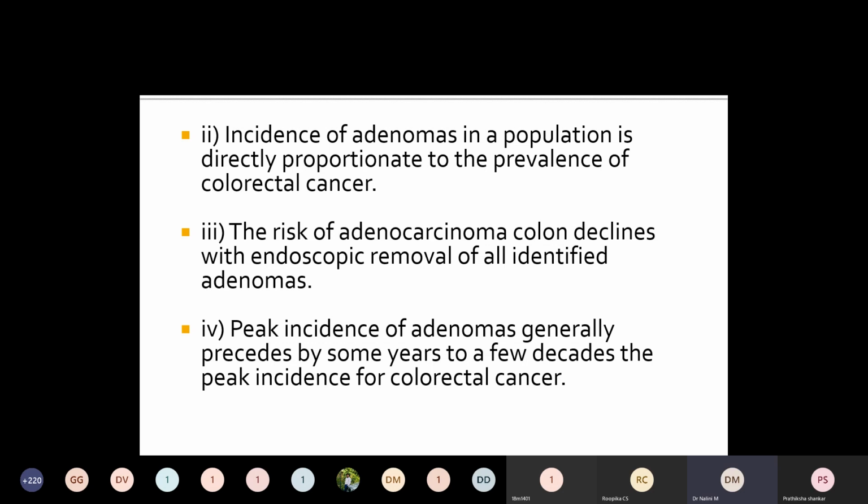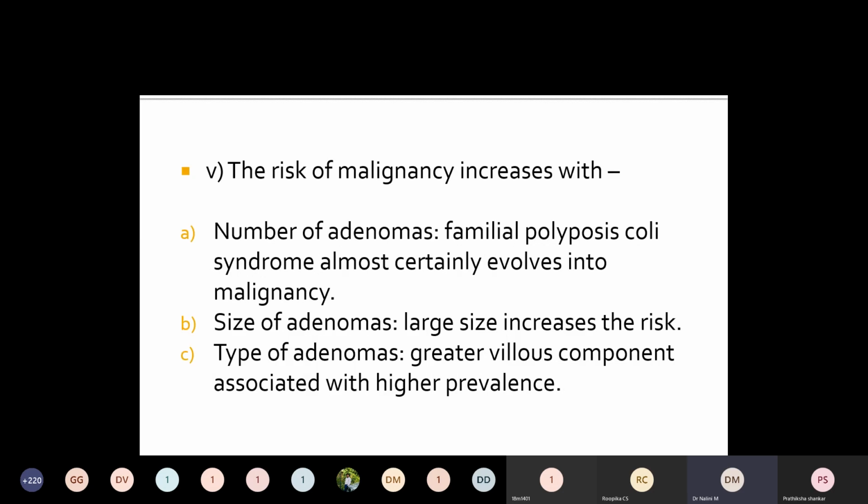Okay, and adenocarcinoma colon declines with the endoscopic removal of the identifying adenoma. That is, especially in familial polyposis coli, we already spoke about the prophylactic colectomy, which reduces the incidence of colorectal cancers. Okay, and peak incidence generally precedes by some years the peak incidence for colorectal carcinoma. And the risk of malignancy increases with number of adenomas. So more adenomas, more risk.